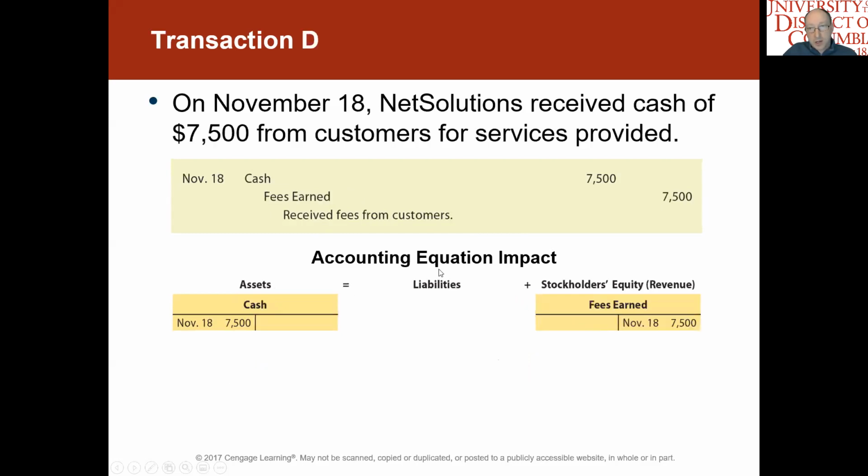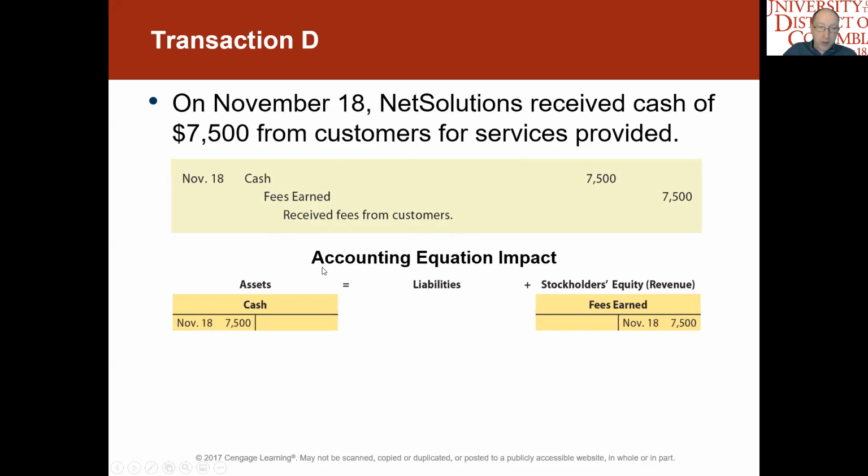Let's look at the next transaction in sequence. Transaction D. November 18th, we received cash from our customers for services that we provided to our customer. So again, we record the date, November 18th. The debit account is cash. We're receiving cash. So debit cash, $7,500. The fees earned, this is our sales account. We credit our sales account, which is under stockholders' equity, for $7,500. We make the note, receive fees from customers.